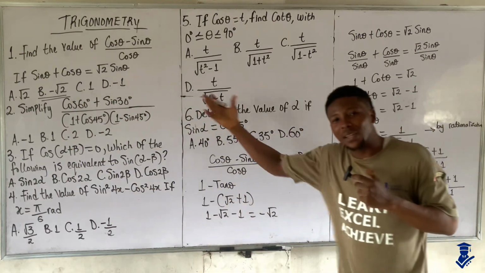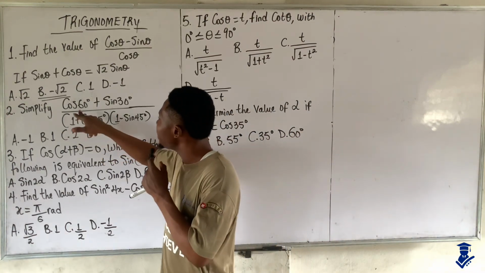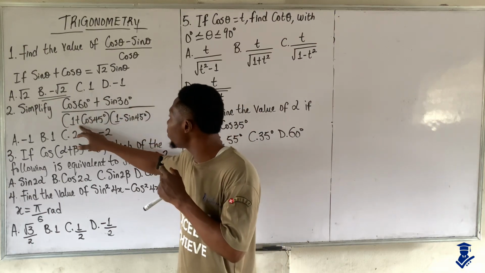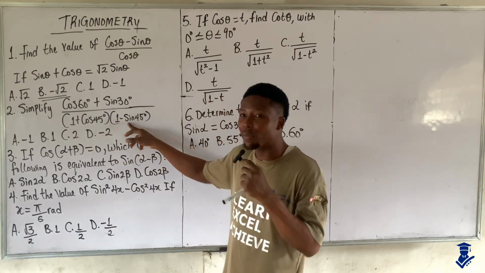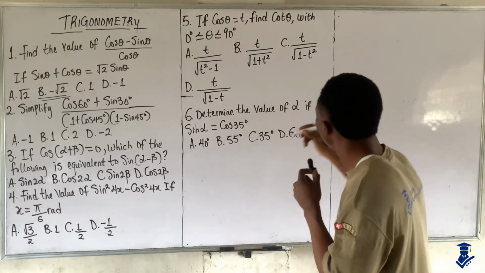Now let's solve the next question. The next question says: simplify (cos 60 plus sin 30) into bracket (1 plus cos 45) into bracket (1 minus sin 45). Now how do we do this? Let's go straight to doing that.